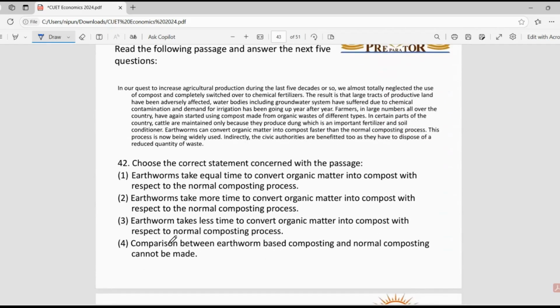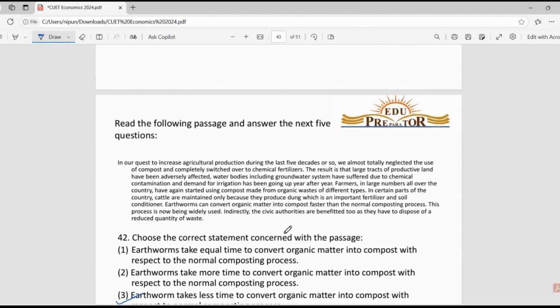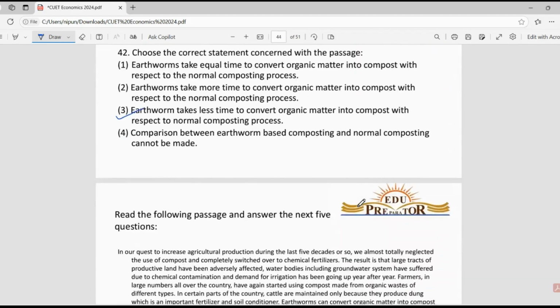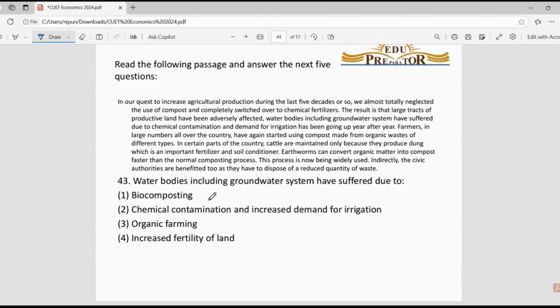42nd question पर आते हैं. Choose the correct statement. Earthworm take equal time to convert organic matter. No, they take lesser time. So option number 3 is correct. Earthworm take lesser time to convert organic matter. This is written here. You can see earthworms can convert organic matter into compost faster than normal composting process. So option number 3.